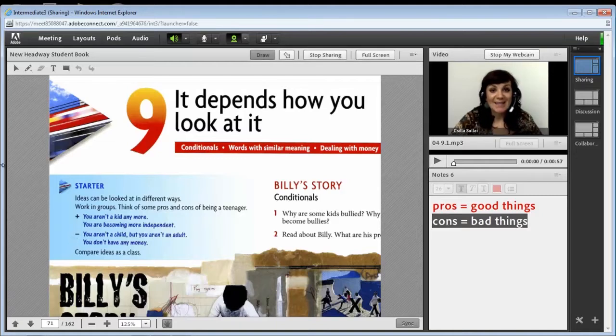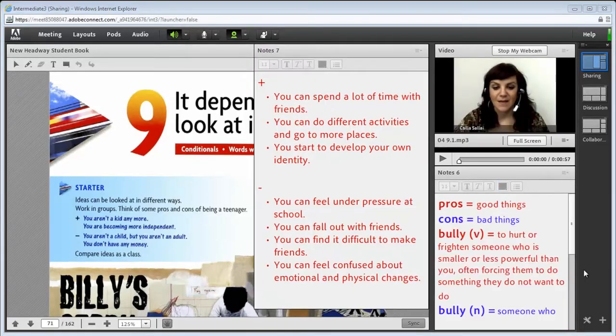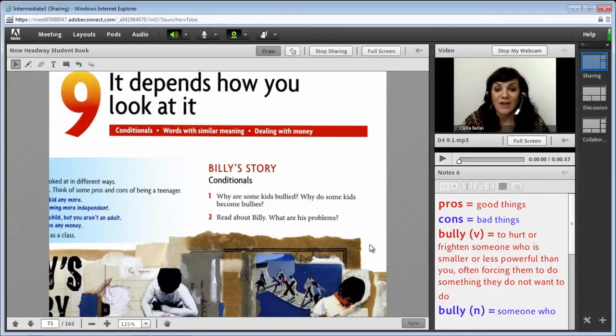I'm sure you all had some very interesting ideas, and that's why I want you to share it with the whole class now. Okay? So your task is to compare ideas as a class. And here are some more pros and cons of being a teenager. You can look at the screen and compare these examples with your ideas and have an open class discussion about them. I'm sure you had some very interesting ideas to share about being a teenager.